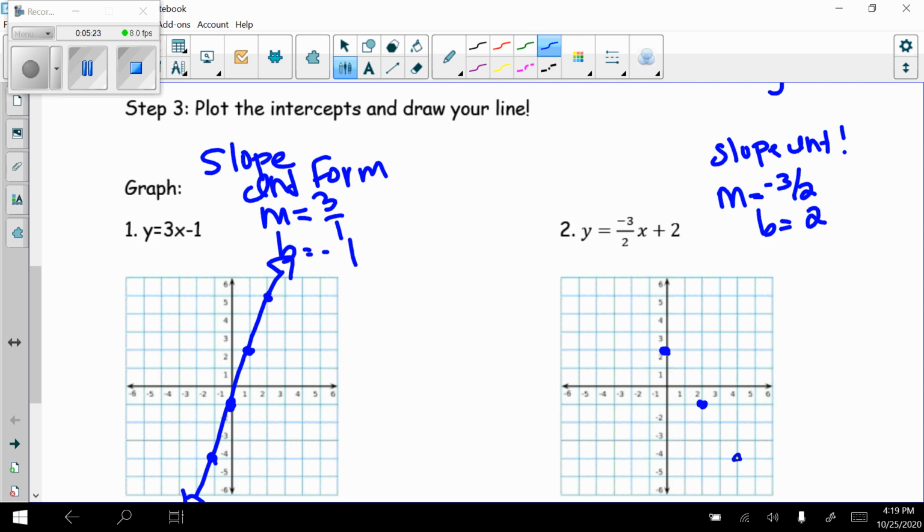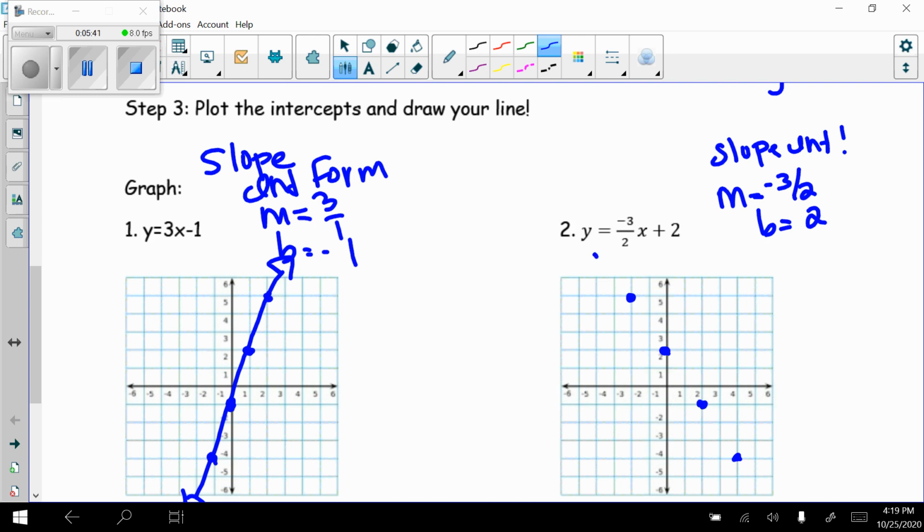Now let's go the opposite direction. So go back to your y-intercept at +2. Instead of going down 3 and right 2, I'm going to go up 3 and left 2. There's my point. After we have done that, now we want to draw the line through those points.